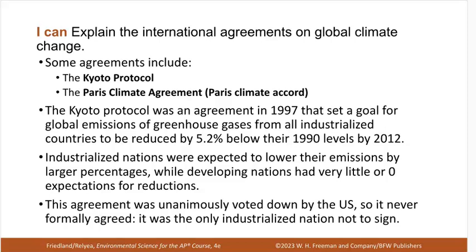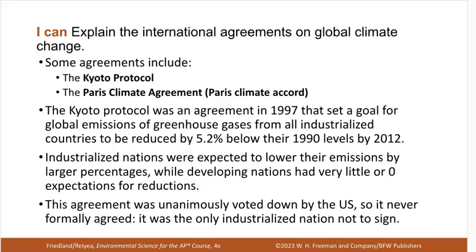So the Kyoto Protocol happened in 1997. It set a goal for global emissions of greenhouse gases by all industrialized countries to be reduced by 5.2% below their 1990 levels. Now, America didn't do it. Our representatives went to Kyoto, Japan, to sign the agreement, brought it home, and Congress was like, no, we don't want to sign this. We don't think it's fair. So they didn't sign it.